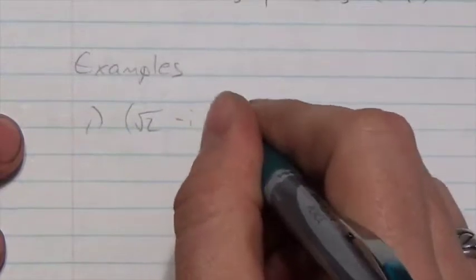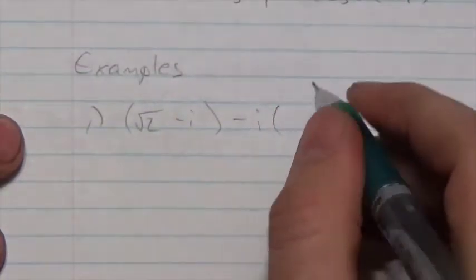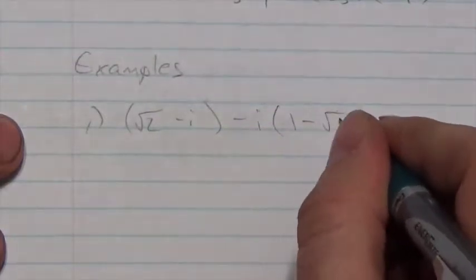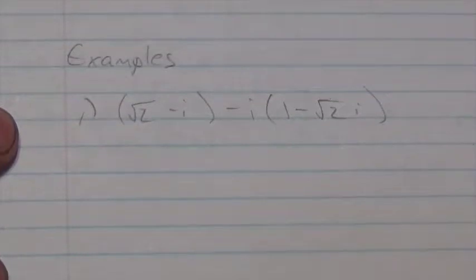Okay, now let's take a look at some examples of how some of the arithmetic here works. So for example, let's say that I had the square root of 2 minus i, and I subtracted from that i multiplied by 1 minus the square root of 2 multiplied by i. So I got a lot going on here.